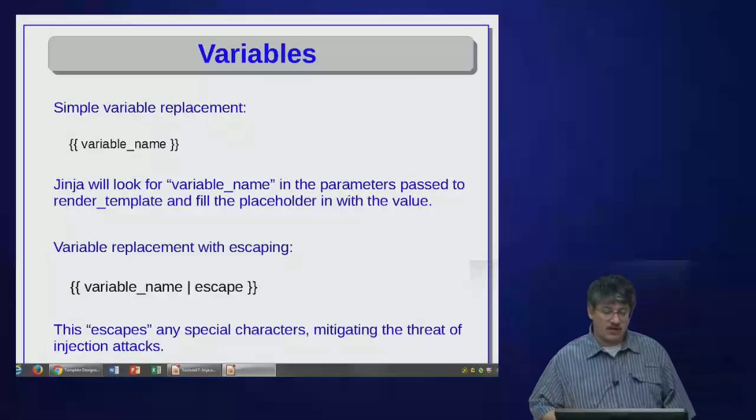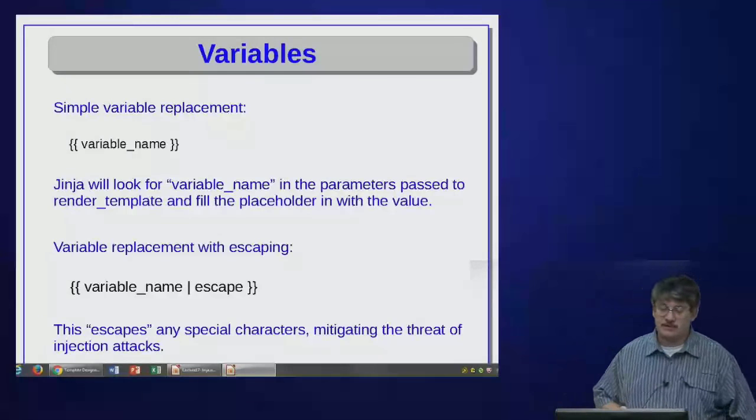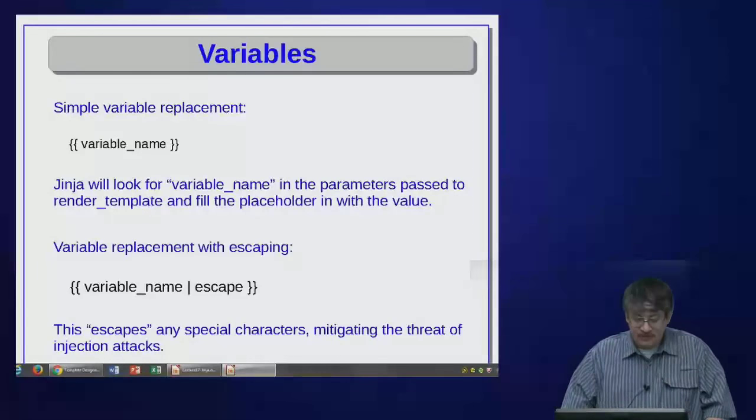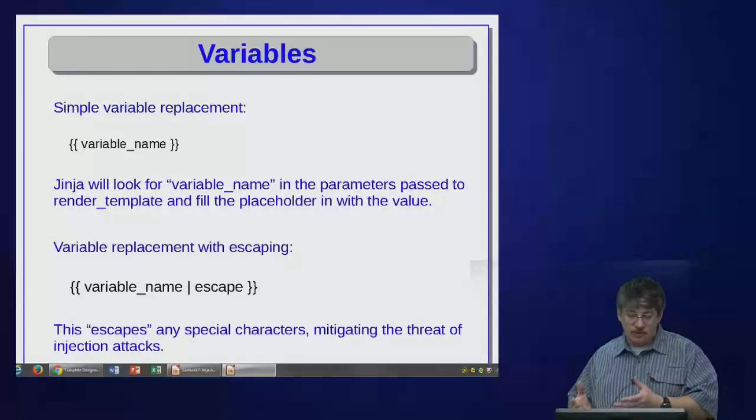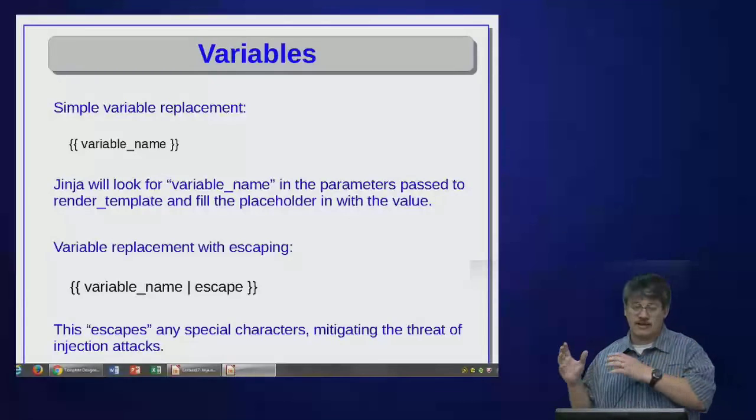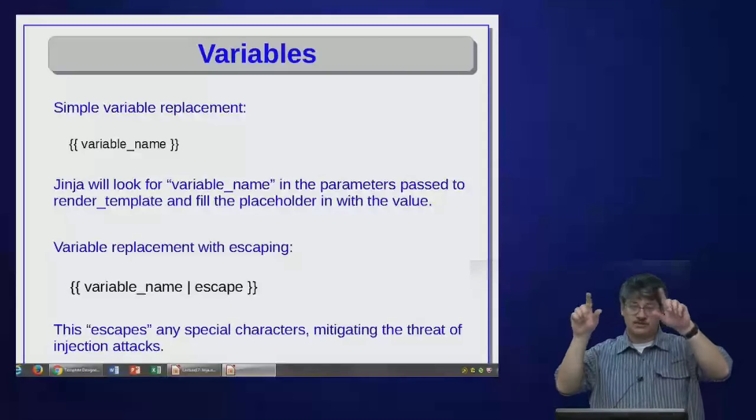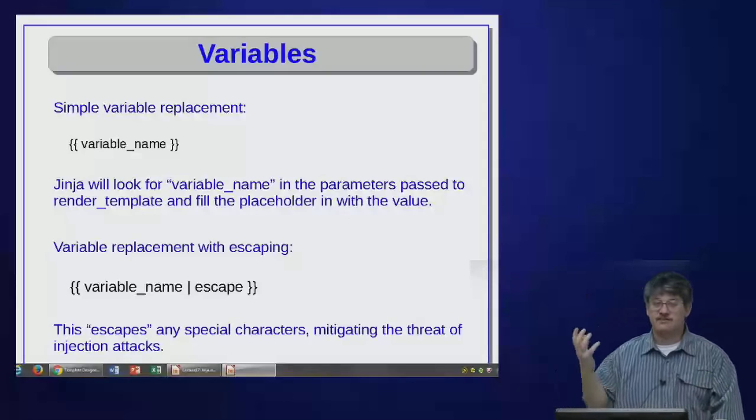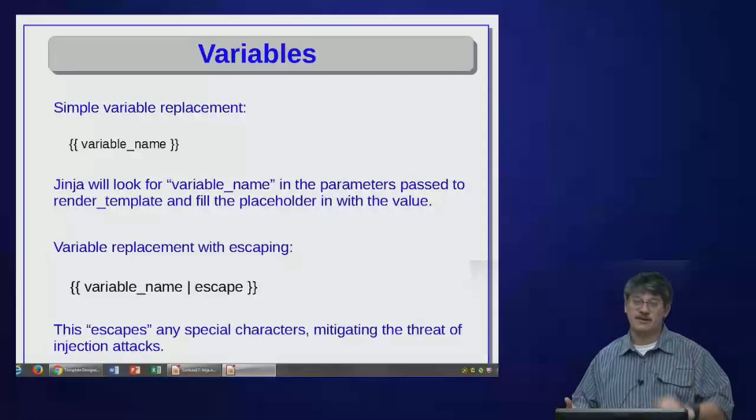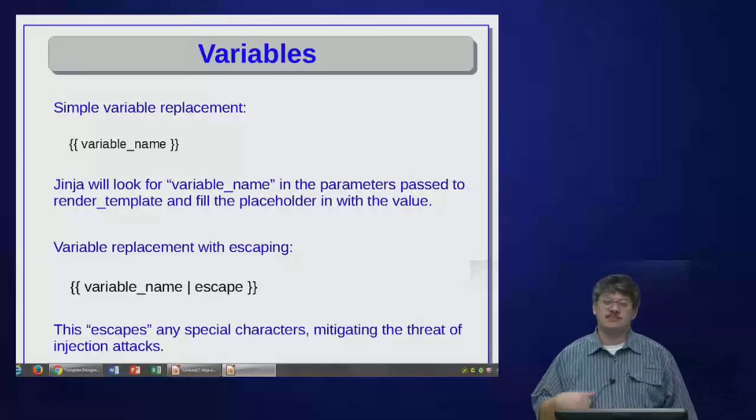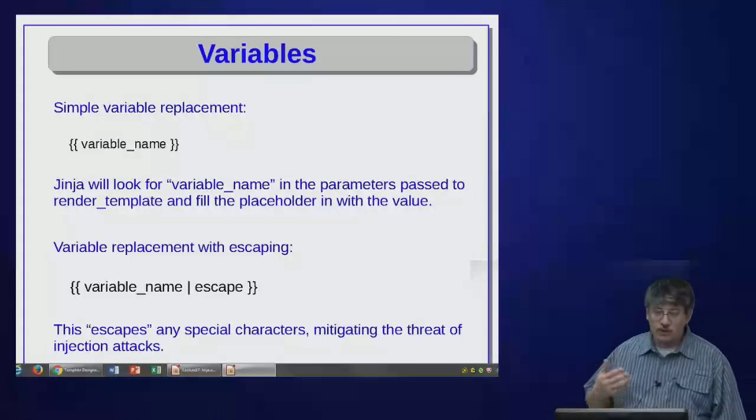Here's a little bit more detail on that. So we can do simple variable replacement. If I take the name of a variable and I put it in double curly braces, then Jinja is going to look for that variable in the parameters that we pass to the render template function, and it's going to fill in the placeholder with that value. The placeholder is the thing in curly braces. So it's going to take the value we tell it the temperature is and put it in where we said curly brace temp. It turns out that Jinja actually provides a lot of fancy features that go along with this.